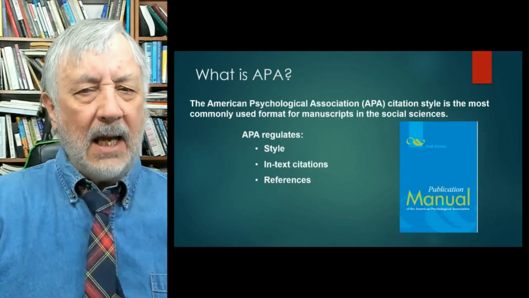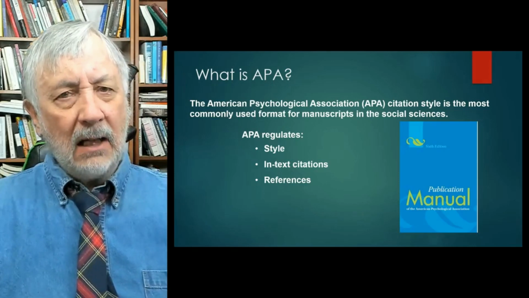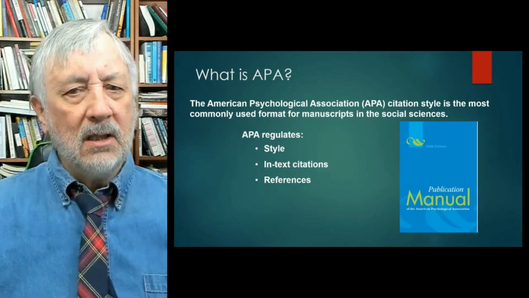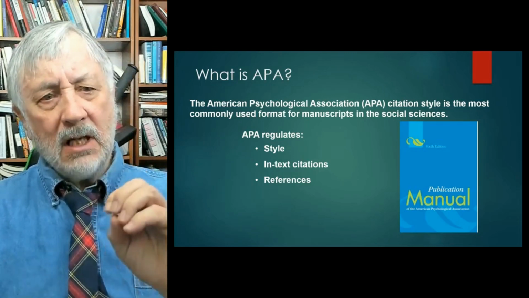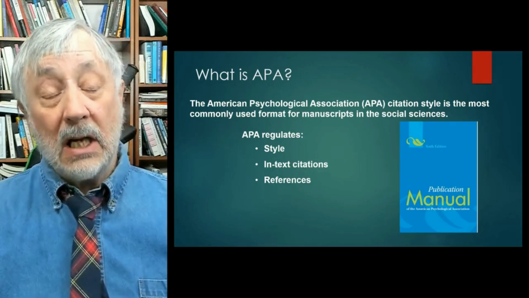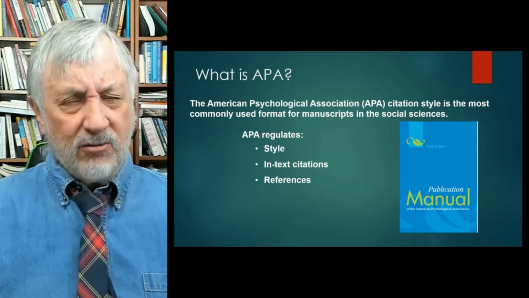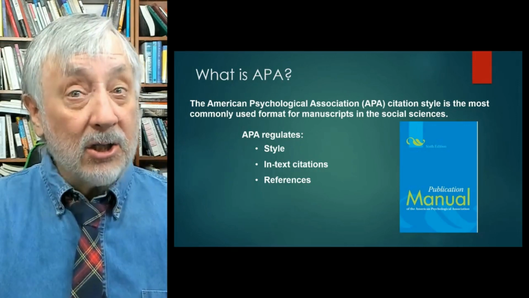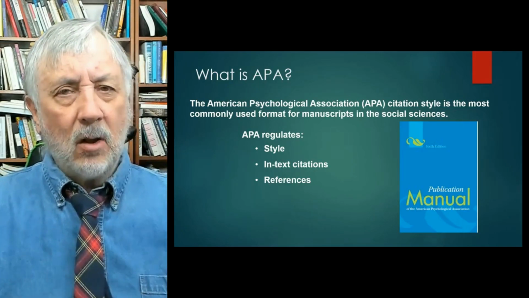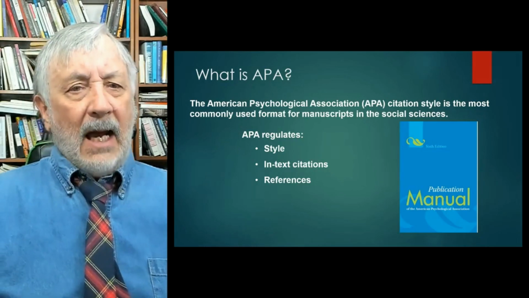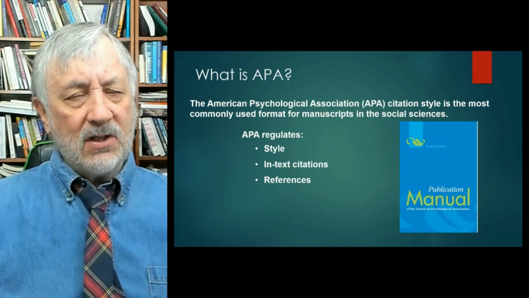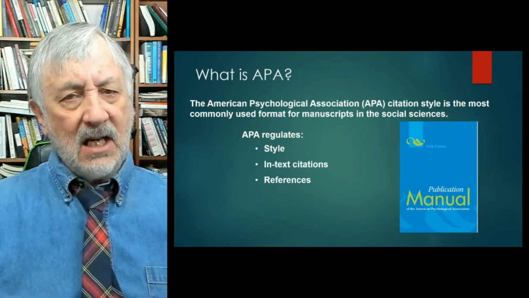What is APA? It's a style composed by the American Psychological Association. It's the most commonly used format for manuscripts in the social sciences. And social sciences are, well, social studies, history, political science, psychology, fields like that. Fields that deal with how people socialize with each other and all the aspects of that. And it regulates the style of the references and the in-text citations.